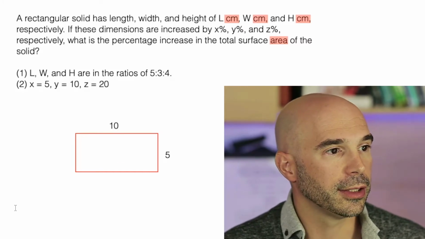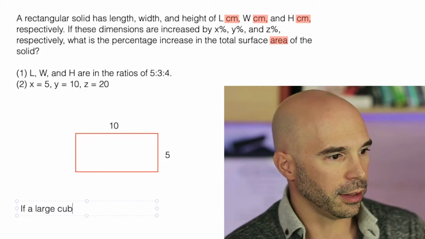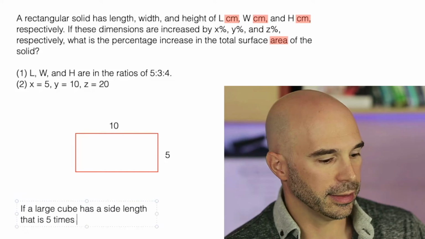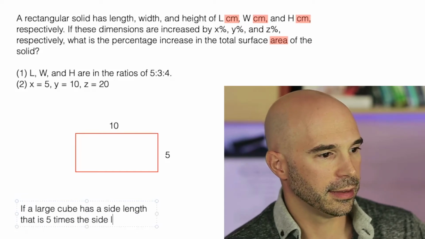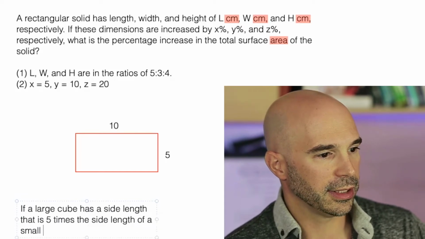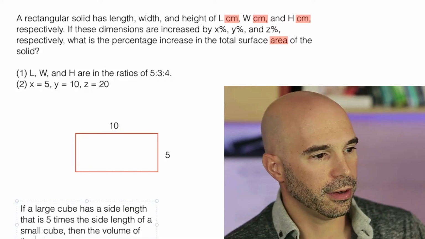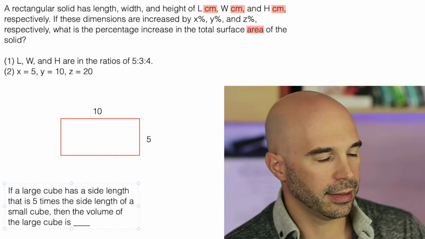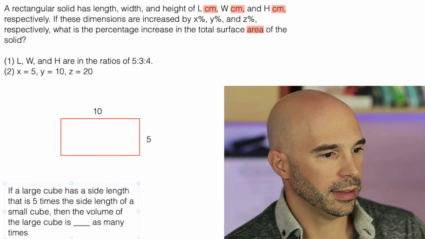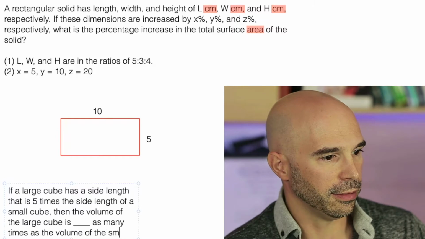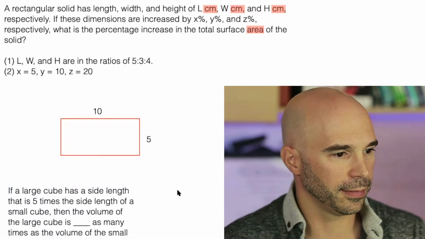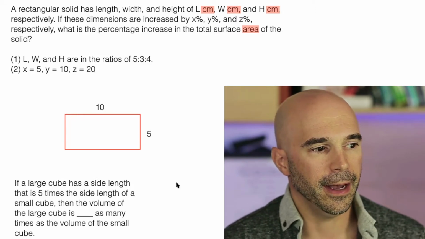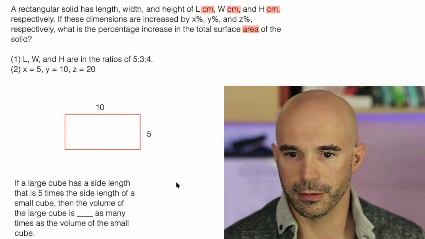So just to illustrate that, if a large cube has a side length that is 5 times the side length of a small cube, then the volume of the large cube is blank as many times as the volume of the small cube. Can you fill in the blank? 125 times as much. That's right. And I think this is counterintuitive for most of us.